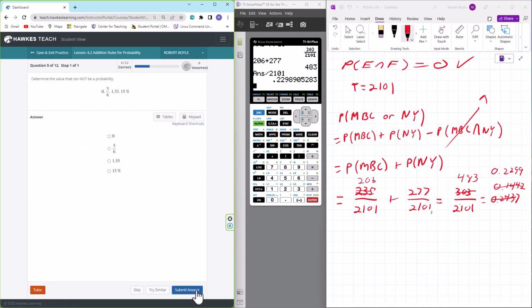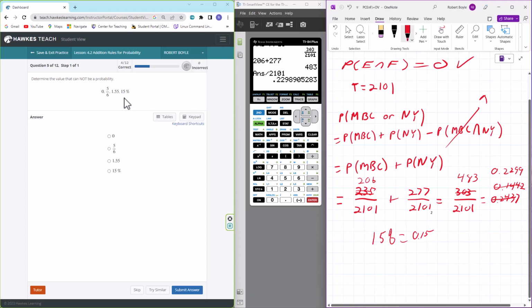Okay, moving on. Question 5. Determine which value cannot be a probability. Okay, now this is 0. 0 is an acceptable probability. 5/6, that's a number less than 1. 15% is actually 0.15, so 15% as a decimal is 0.15. That's acceptable. 1.55 is not. That's a number greater than 1. That can never, ever be a probability.